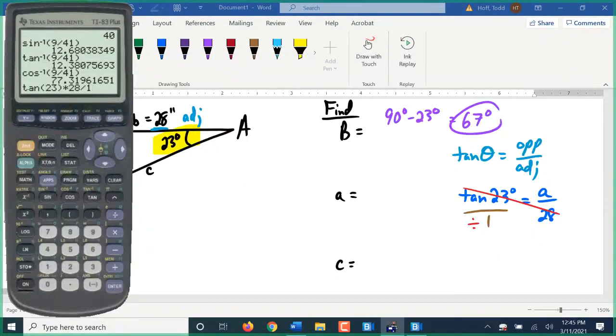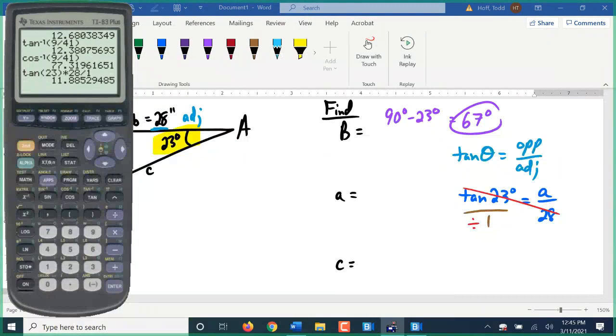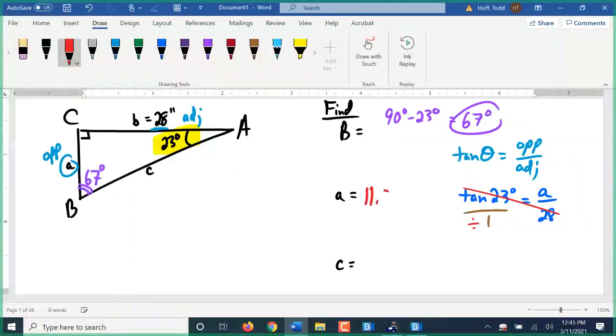Now, realistically, we don't have to do the divided by 1 because it doesn't change anything. So we get 11.88. We'll go 11.885 there inches. That is side A. 11.885 inches. Now, before we move on, let's check to see if this makes sense.